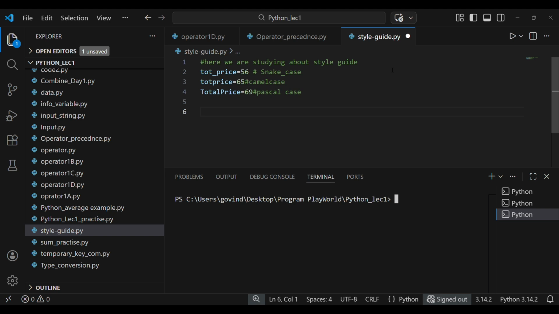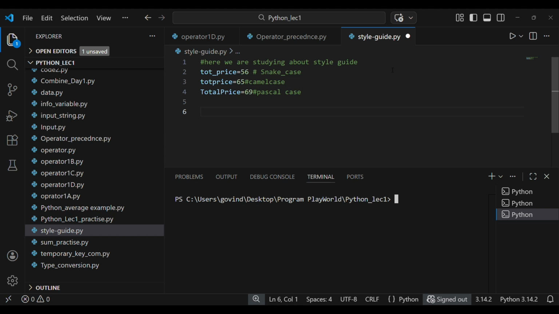So here we have the style guide to style our variables, and there are three types of style guide that programmers, people like us, use while writing a program. The first type is snake case. What is a snake case? A snake case is where you write the name of the variable and you use an underscore in it. That type we call snake case.